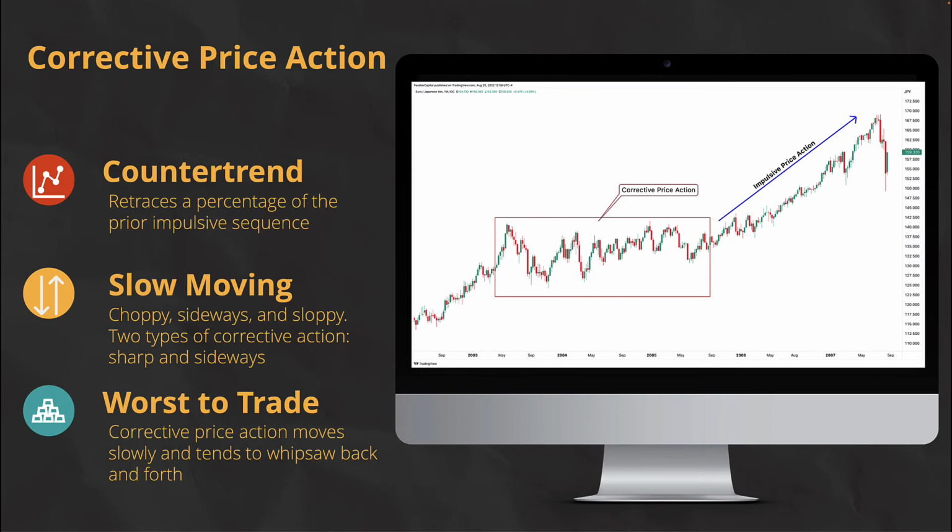So moving on, let's take a look at some corrective price action right here. Corrective price action is counter trend. It retraces a percentage of the prior impulsive sequence, like I mentioned. It's typically quite slow moving. So it's choppy, sideways, and sloppy. And there are two subcategories of corrective price action. There are sharp corrections and sideways corrections, or another way to think of it is there are corrective sequences that correct through price, which would be your sharp kind of correction, and then there are corrective sequences which correct through time, which are your sideways corrections.